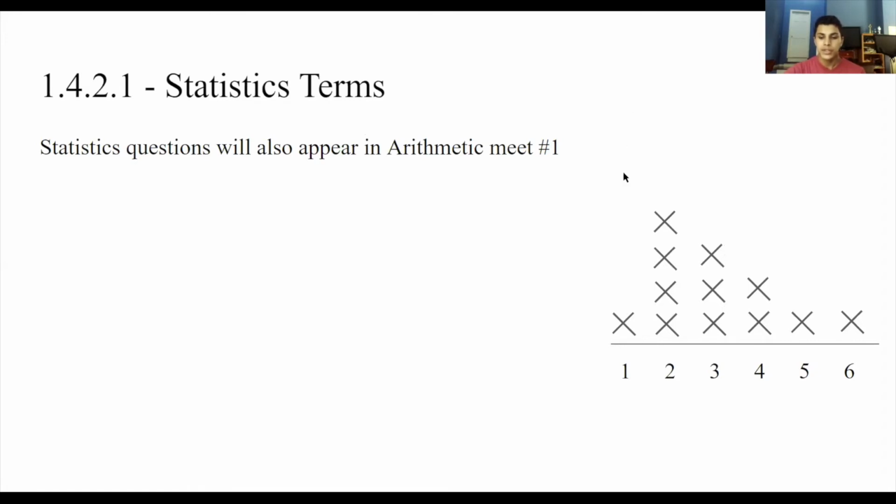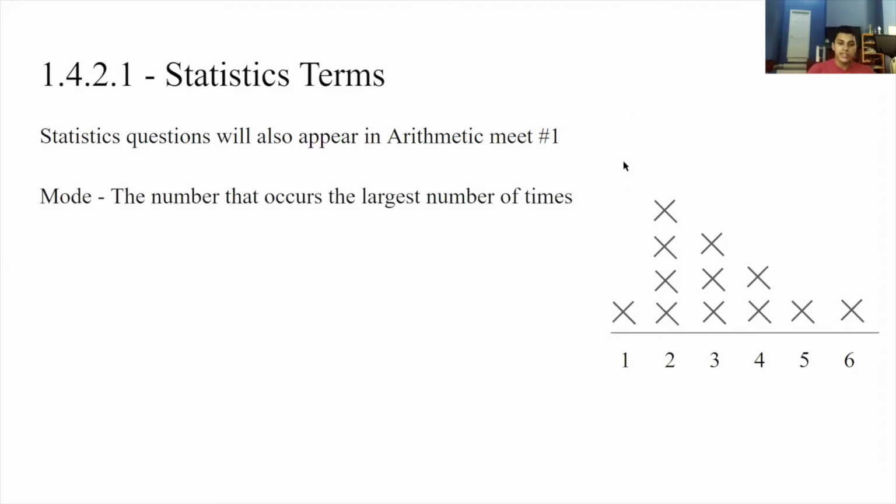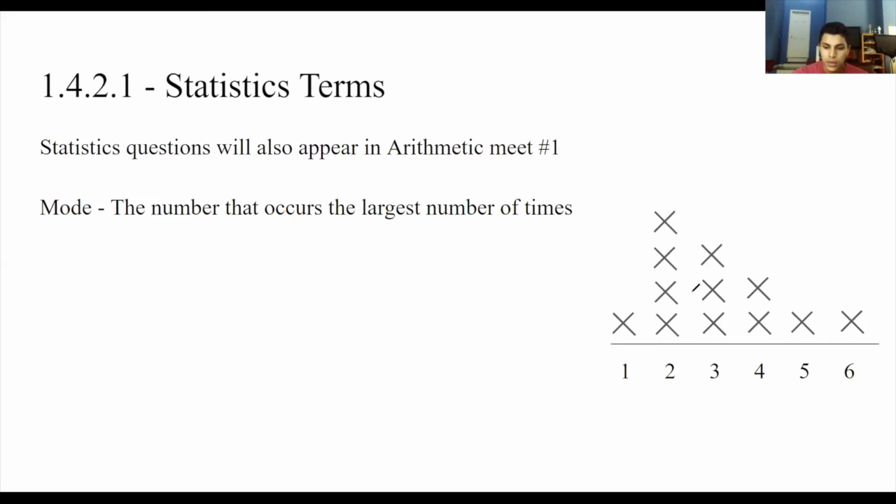So the first term that you need to know is the mode. So the mode is defined as the number that occurs the largest number of times. Now the mode is something that we also call a measure of central tendency. It's a way of measuring the center of some amount of data. Well, if we look at our diagram here, we have 1 one, 4 twos, 3 threes, 2 fours, 1 five, and 1 six. So 2 is the one that appears the most amount of times because we have 4 of them. We don't have 4 of them for any of the other ones. So our mode for this would be 2.